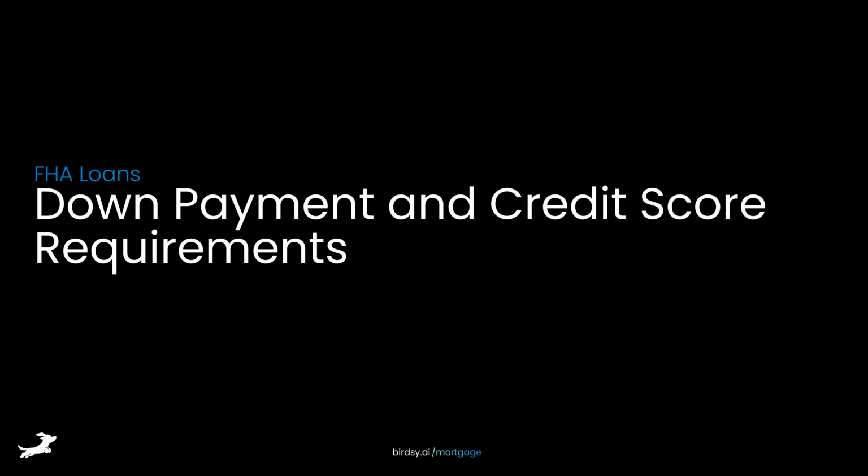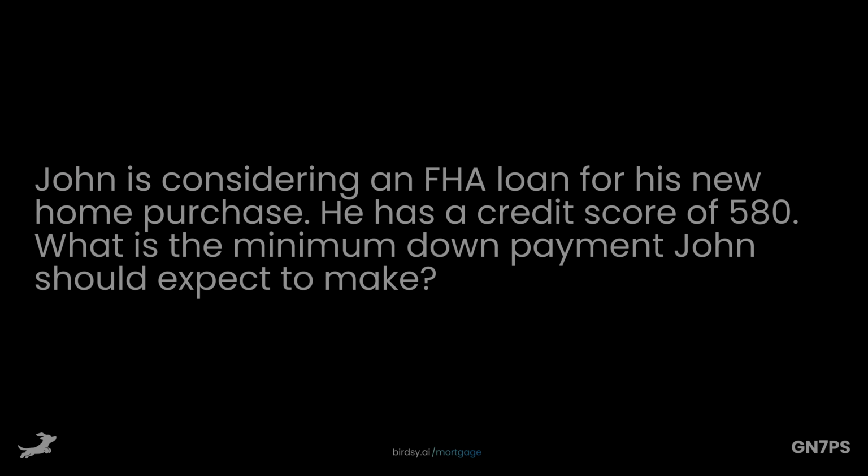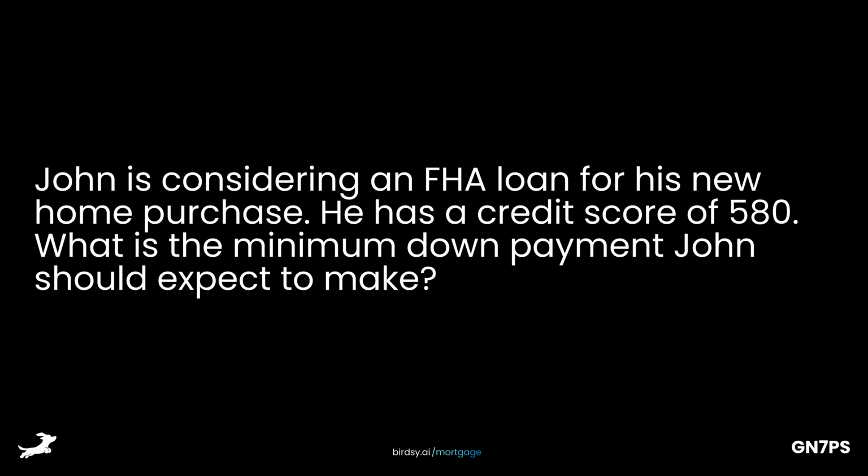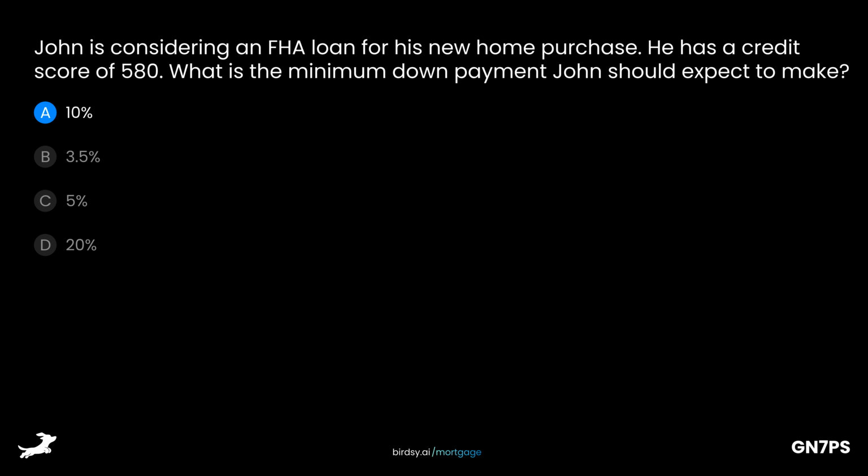Down payment and credit score requirements. John is considering an FHA loan for his new home purchase. He has a credit score of 580. What is the minimum down payment John should expect to make? Is it A, 10%, B, 3.5%, C, 5%, or D, 20%? The answer is B, 3.5%.